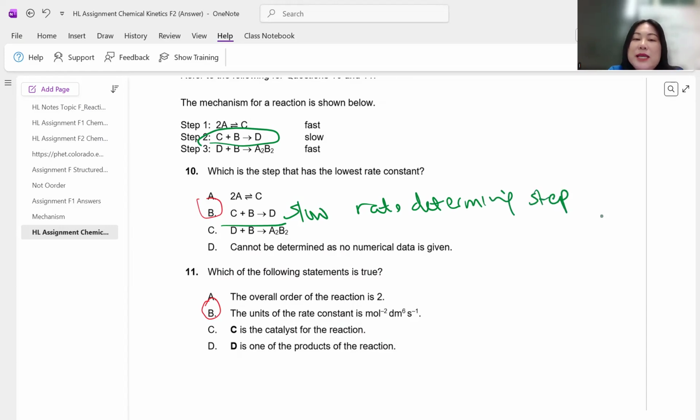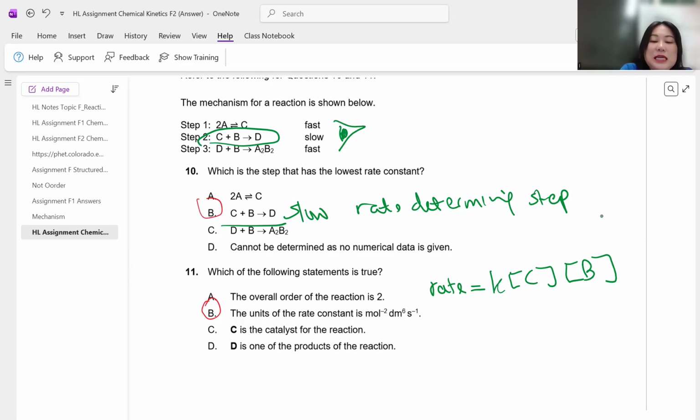Right? So next, there are some questions that ask which is true. So let's look at this. Overall order is 2. So how do we know whether overall is 2? We have to write out the rate equation, look at the slow step again, and write out the rate equation: rate equals k[C][B]. Now, before we are happy with this equation, we need to check. Are C and B, any one of them, intermediates? So let's check. So we can see that C is an intermediate.